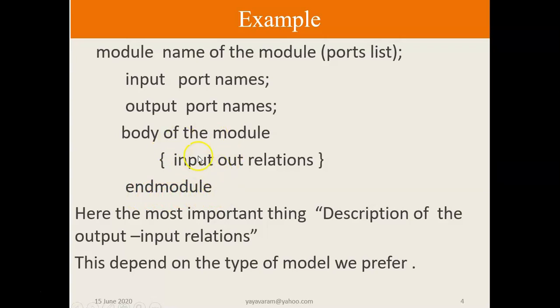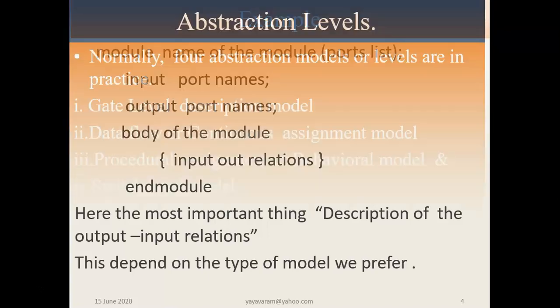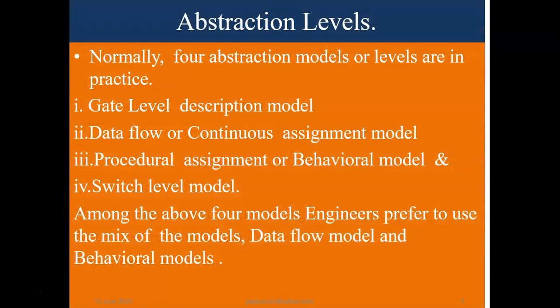Now, representing the body or writing the input-output relations is the most important thing. This part describes mainly the input-output relations. To describe these input-output relations, different people will follow different methods, which we normally call abstraction levels. So, now there are 4 abstraction levels or models which are used by the engineers.